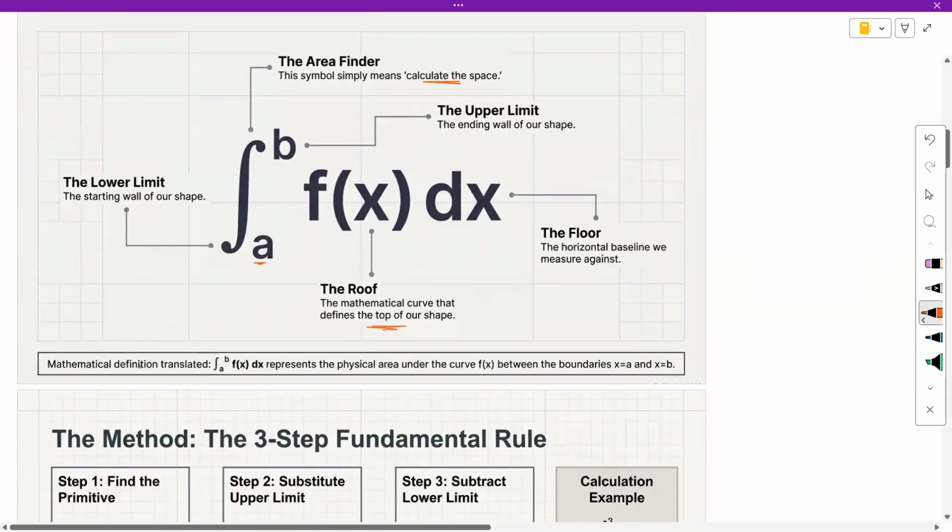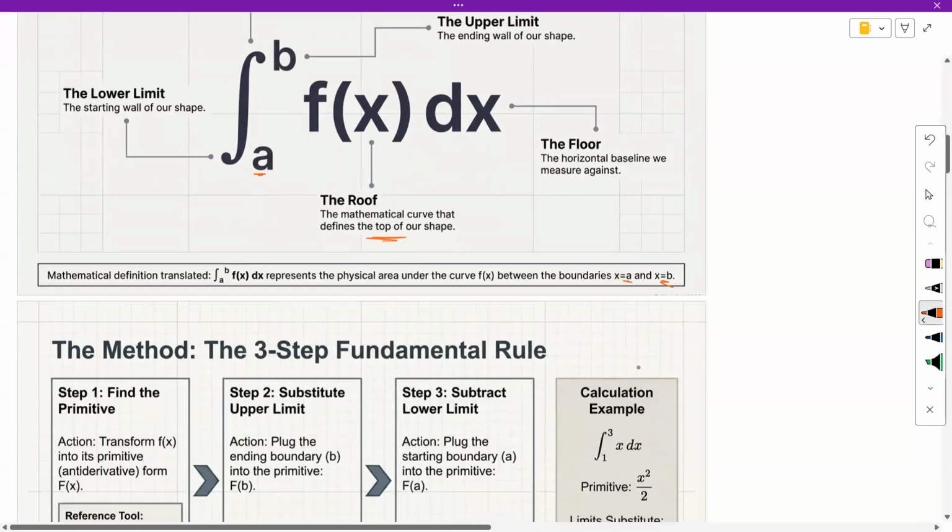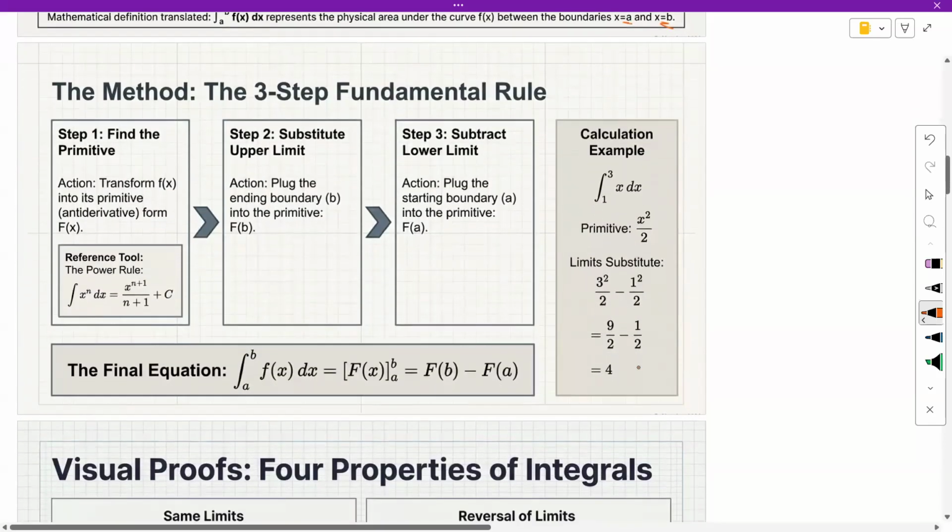Mathematical definition translated here: the integral from A to B of f(x) dx represents the physical area under the curve f(x) between the boundaries x equals A and x equals B. The method: the 3-step fundamental rule.